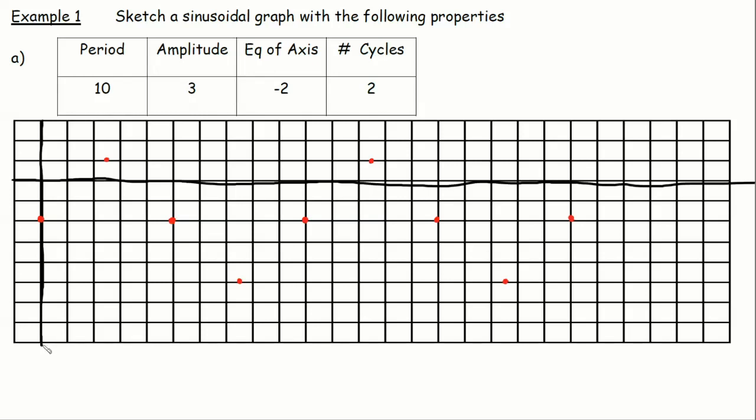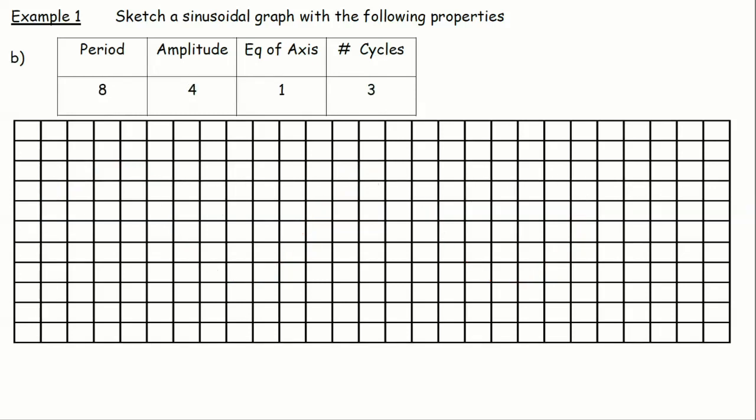Okay, so now that we've drawn our dots, again, we're just going to draw a curve through these points as best as possible. Okay, and there we have a graph with a period of 10 units, an amplitude of 3 units, the equation of the axis is at -2, and we've shown 2 cycles of this graph.